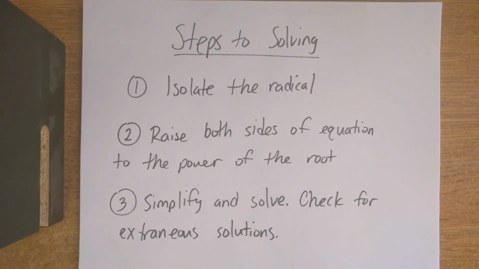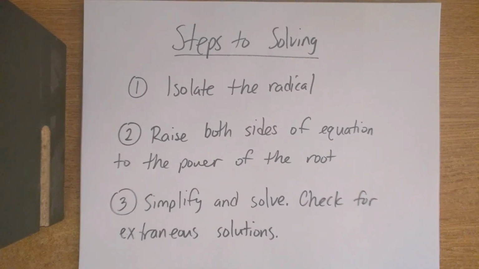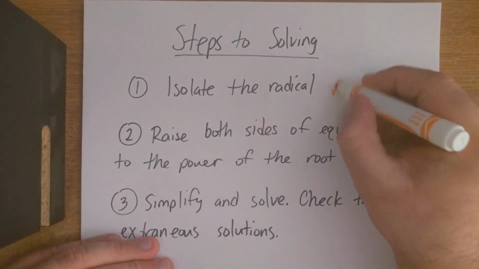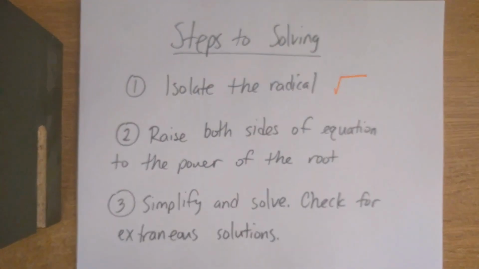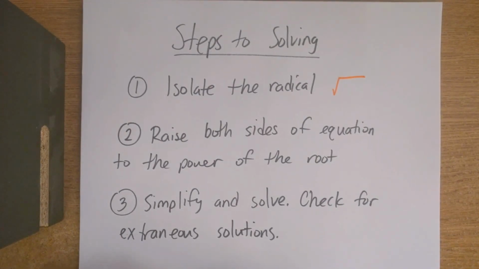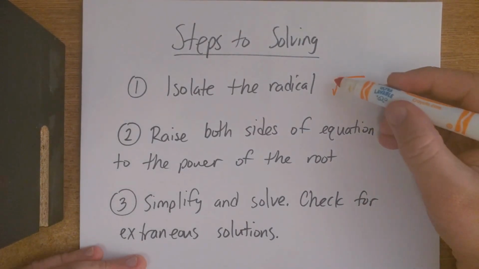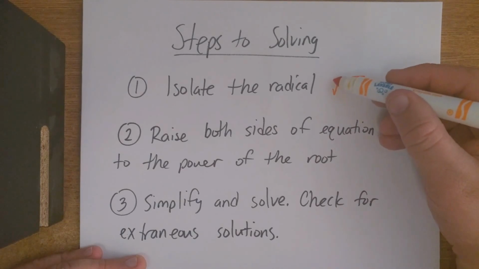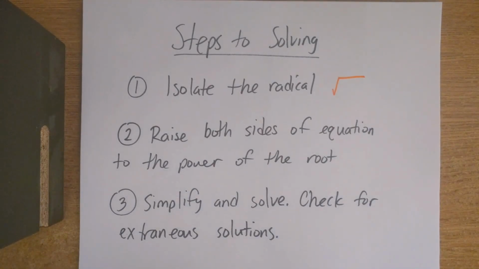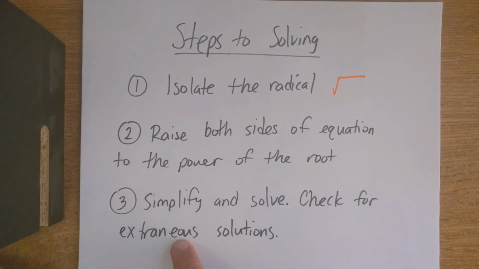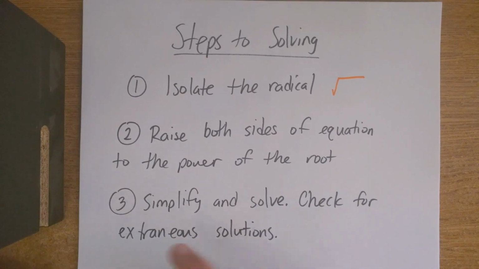Okay, so 3 steps. Isolate the radical. Remember, the radical is anything that has this symbol in it. Step 2, raise both sides of the equation to the power of the root. Remember, the root is just whatever number is right here. Okay, and then number 3, simplify and solve. Check for extraneous solutions. Extraneous means that you get a solution, but it doesn't actually work. But I'll show you how to do that.